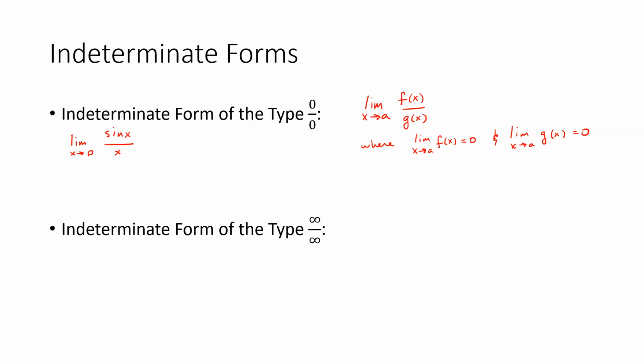We've seen this limit before back in Calculus 1 when we were deriving the formulas for the derivative of sine and cosine. We showed that this limit is equal to 1, but it's in that 0 over 0 form because the numerator and denominator both go to 0. We went through some geometric argument to show that the limit is equal to 1.